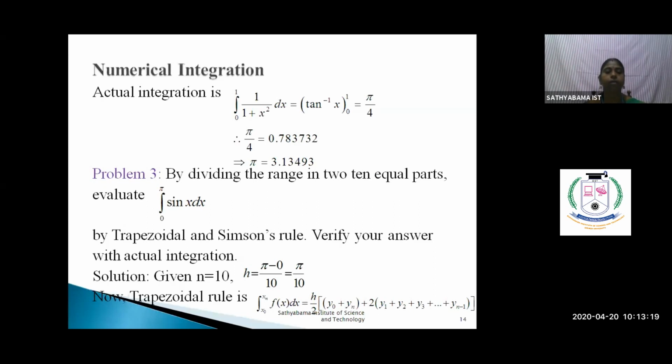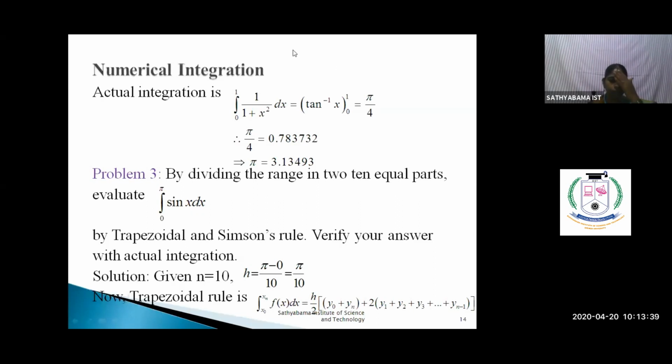Then what's my third problem? That's very different. It's what? By dividing the range into 10 equal parts. So here they are asking to divide the data into 10 parts. Okay. And evaluate integral 0 to pi sin x dx.